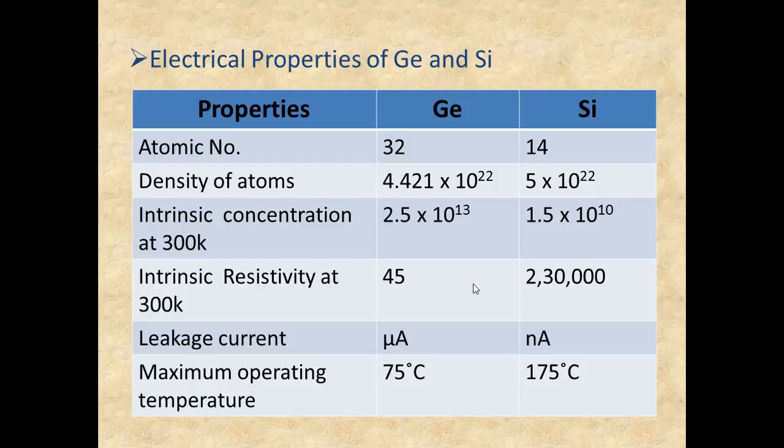I'm assuming that you know the resistivity unit. Obviously it's ohm-meter or ohm-centimeter. Leakage current is in nanoamperes for silicon and microamperes for germanium, and the operating temperature is 75 degrees Celsius for germanium and for silicon it's 175 degrees Celsius. So at least remember these values for your sake.